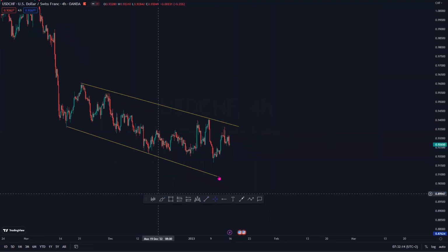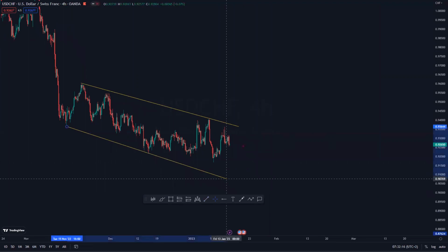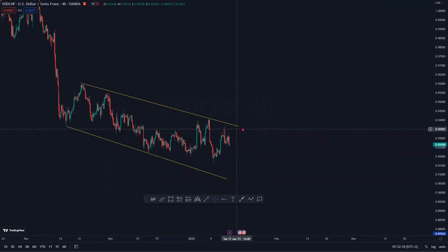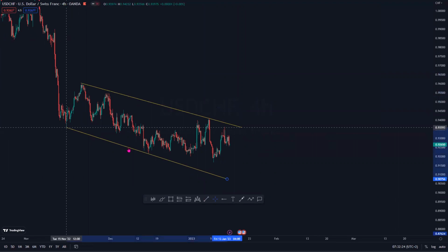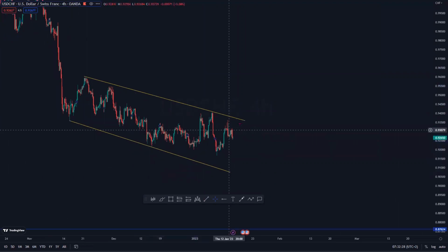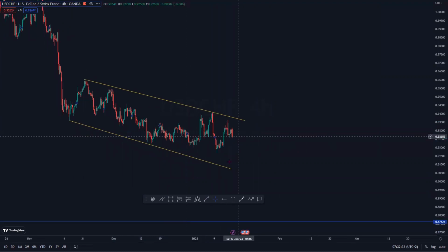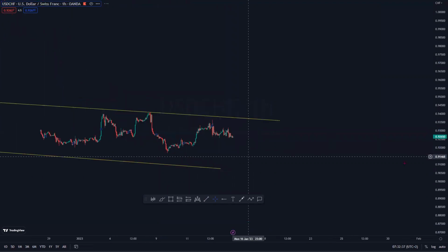So for this one, we have a first touch and a second touch. So we're waiting for the market to shoot to the downside and give us a third touch. So let me go to a lower time frame on this one and see.